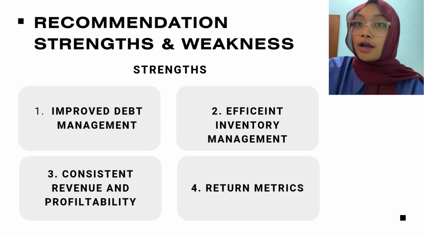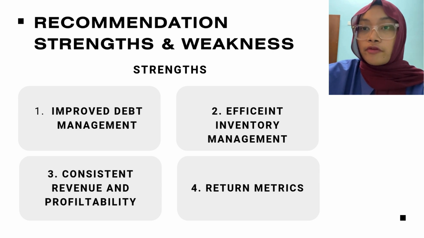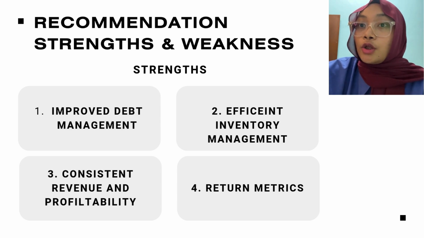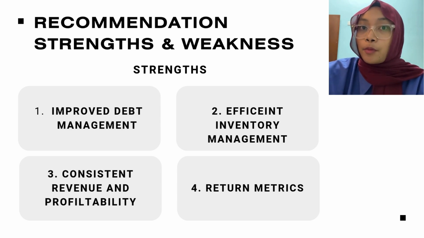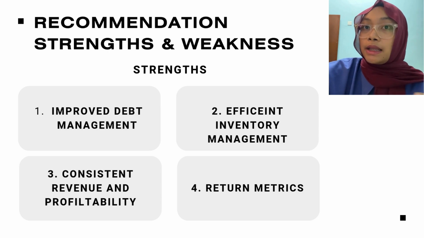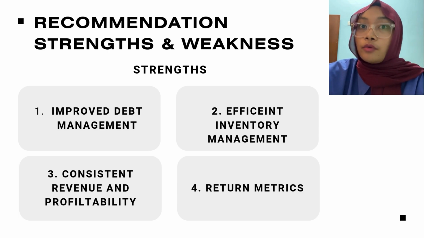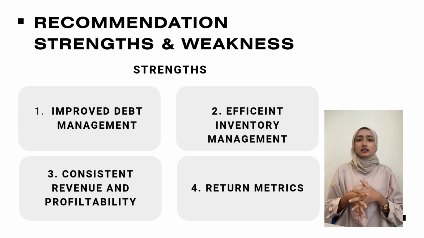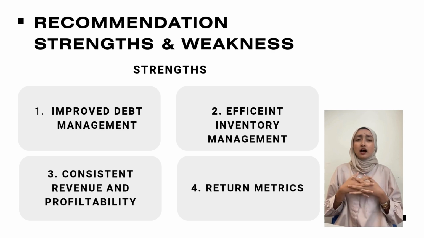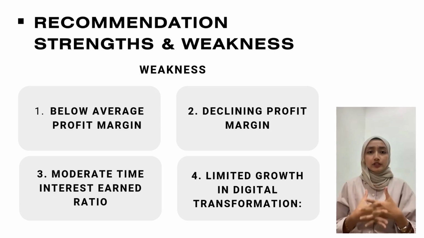For the strengths of Aeon Company Berhad, I choose consistent revenue and profitability because the revenue was stable at 4.1 billion ringgit. Net profit increased slightly to 114.8 billion ringgit, driven by cost controls and growth in property management services. We move on to the last of the strengths, which is return metrics. Return on assets (ROA) and return on equity (ROE) show marginal improvements from 2022, indicating enhanced assets and equity efficiency.